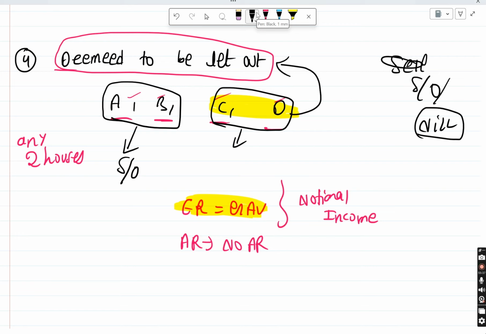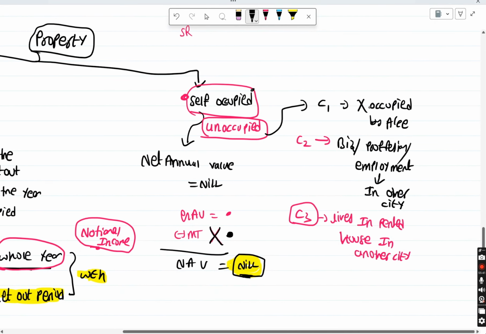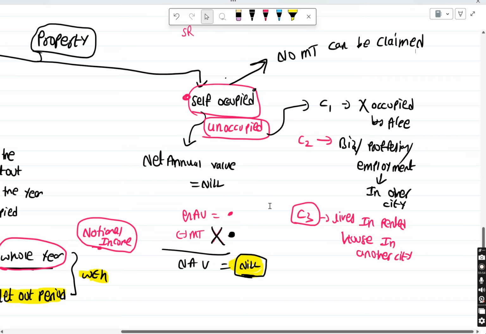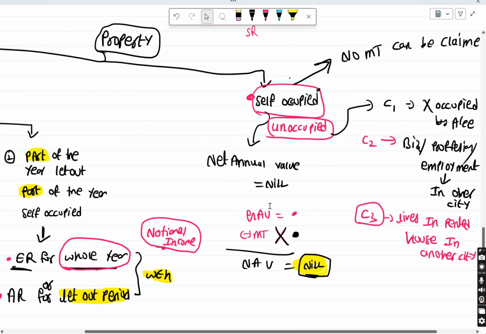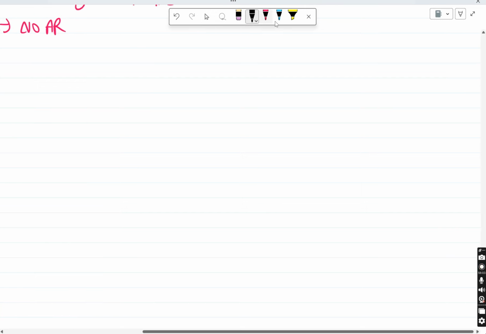And remember, if it is a self-occupied property, then no municipal taxes can be claimed. Whatever municipal taxes you have paid, you cannot claim them because you are taking a nil benefit. So you cannot claim the municipal taxes. Just write this one, guys. I will explain this part later.